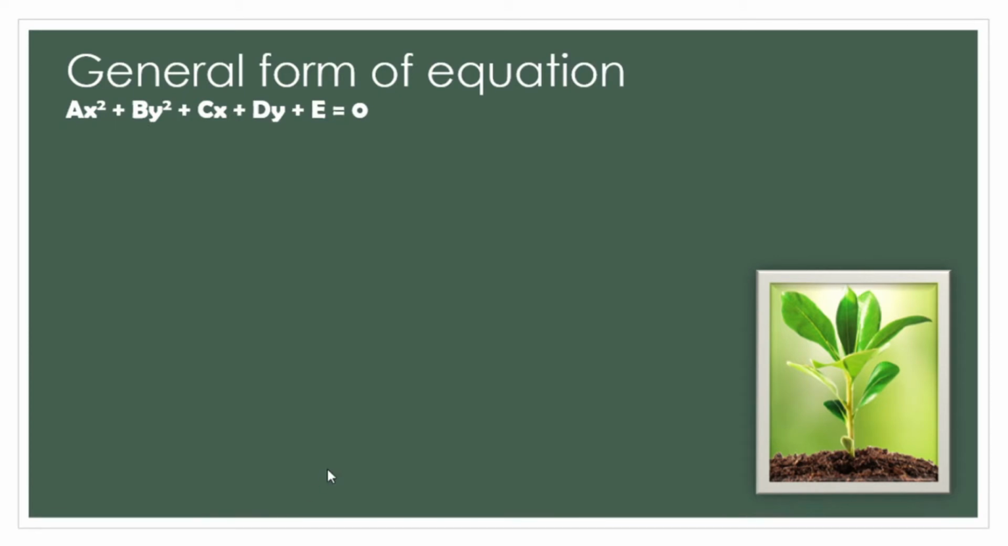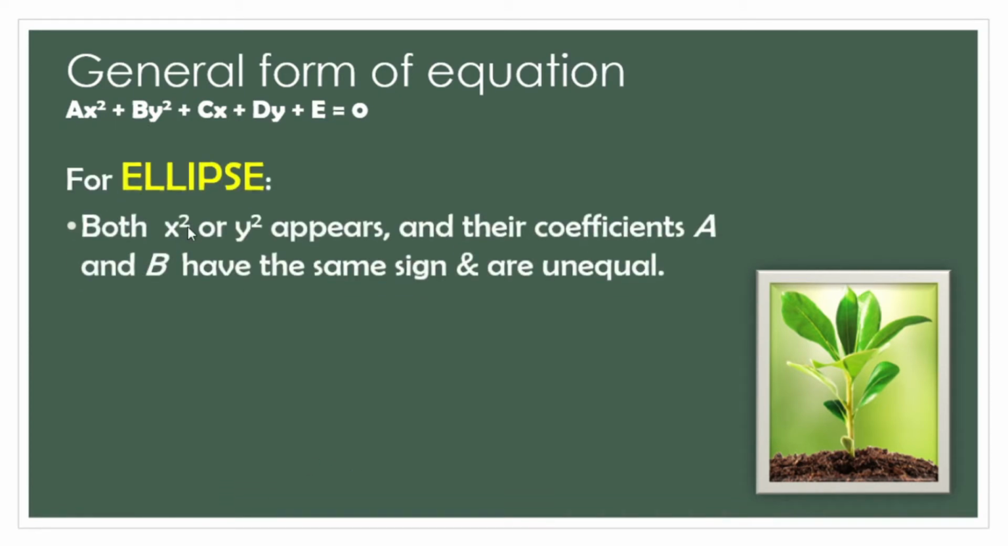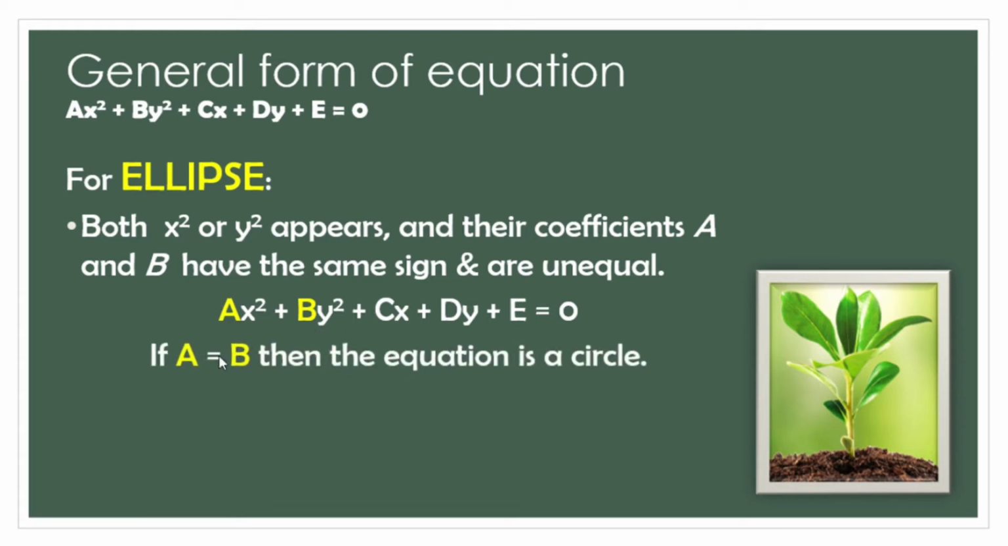Moving on now to ellipse. Both, ulit, x squared and y squared appear. And their coefficients, a and b, have the same sign and are unequal. Okay, so in symbols, you have ax squared plus by squared plus cx plus dy plus e is equal to 0. Siyempre, ang attention pa rin natin ay nasa x squared at saka si y squared. Magkaiba sila ng numerical coefficient. Now, kapag pareho sila ng numerical coefficient, example, if a is equal to b, then the equation is already a circle.